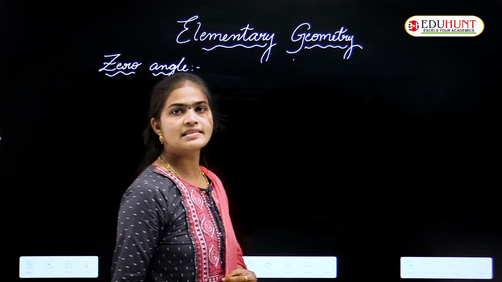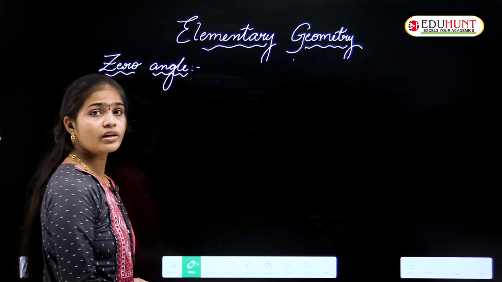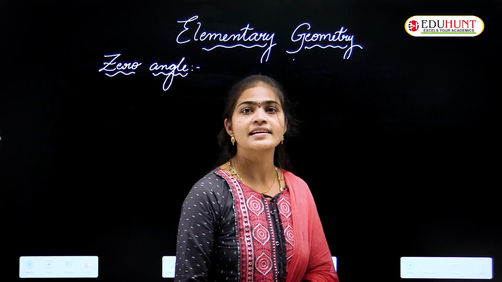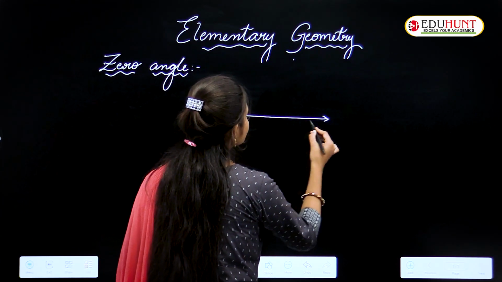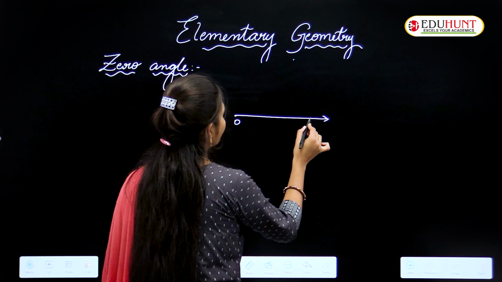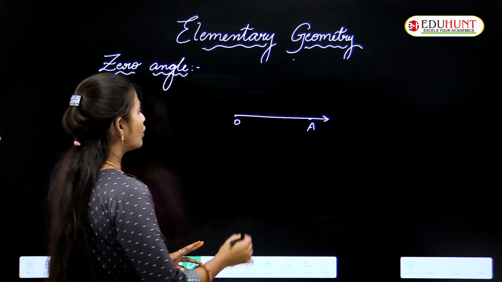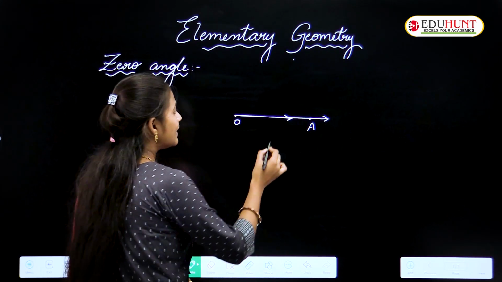Now let us discuss the zero angle. Already I told you that to form any angle we require how many rays? Yes, two rays, right? So here also I am going to take two rays. This is OA, the initial ray or fixed ray. On this one I am going to take another ray, that is OB.